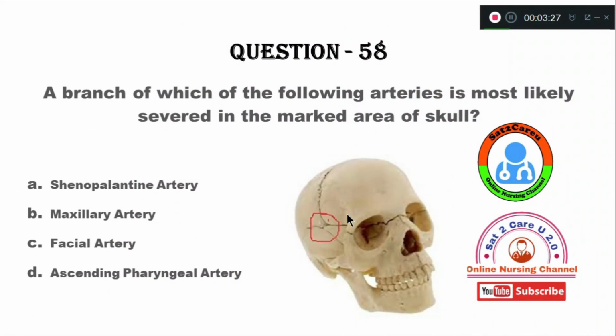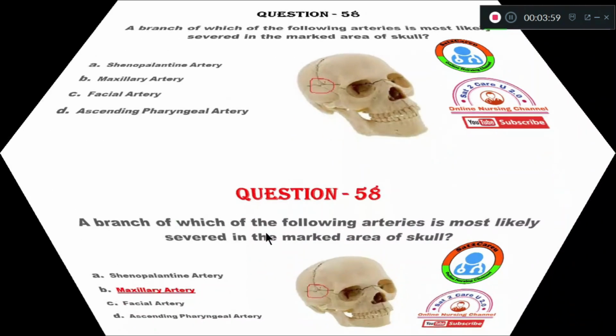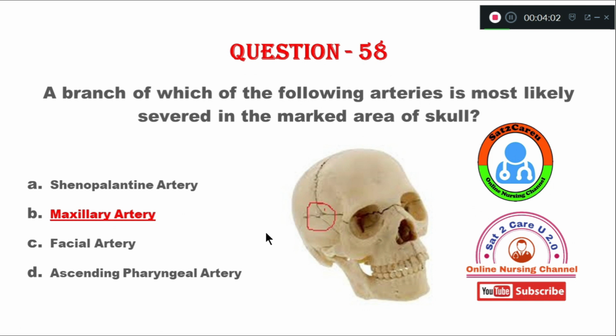Question number 58. You are seeing the skull and you are seeing the red color mark in the area. Branch of which of the following arteries is most likely served in the marked red area of the skull? So in this area, which artery is supplying blood? Option A is sphenopalatine artery, B maxillary artery, C facial artery, D ascending pharyngeal artery. So the artery supplying in this area is option B, maxillary artery.